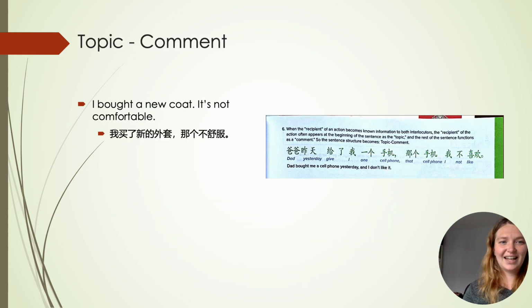All right, the last grammar feature is topic comment. That's kind of small, sorry about that, but you can see it in your textbook. When the recipient of an action becomes known information to both interlocutors, so to both speakers, the recipient of the action often appears at the beginning of the sentence as the topic, and the rest of the sentence functions as a comment. So the sentence structure becomes topic, comment.